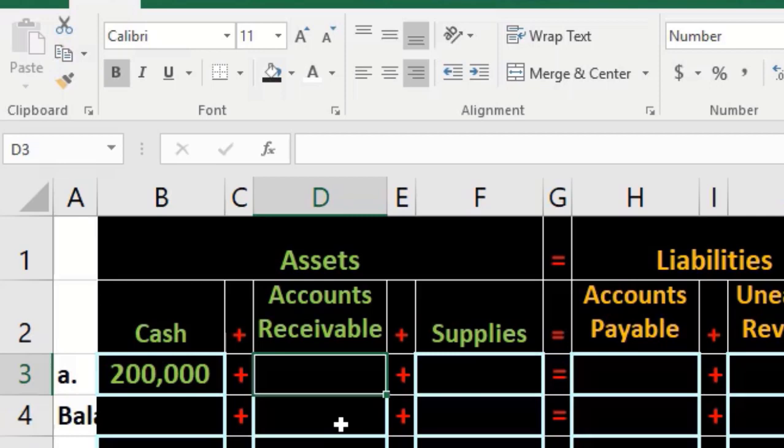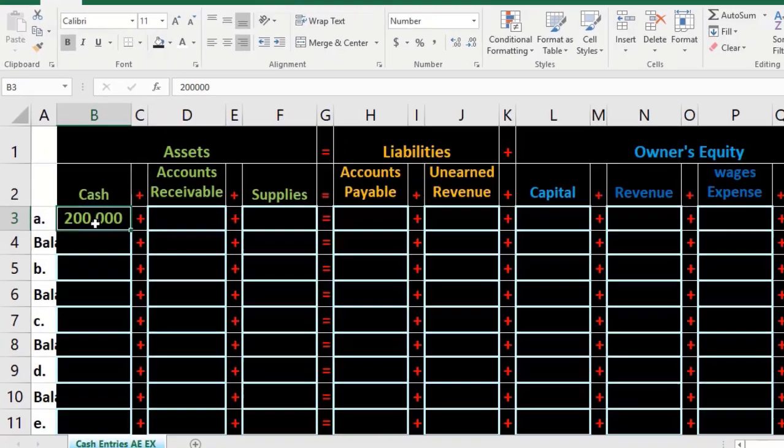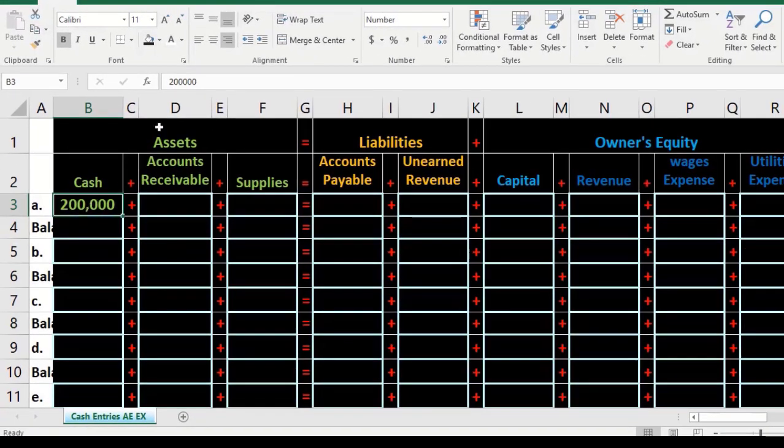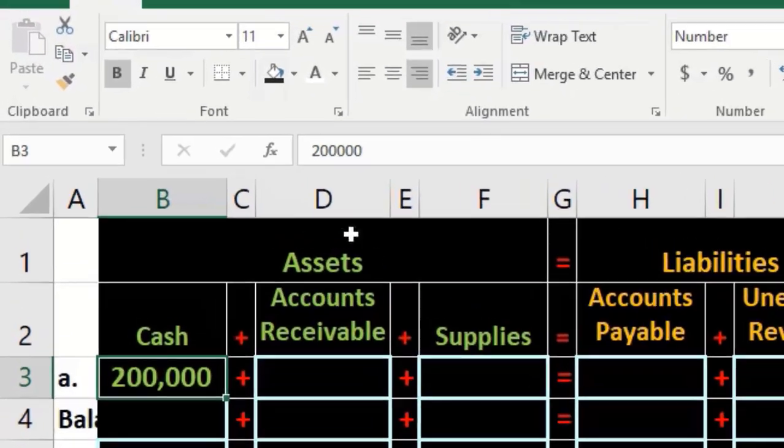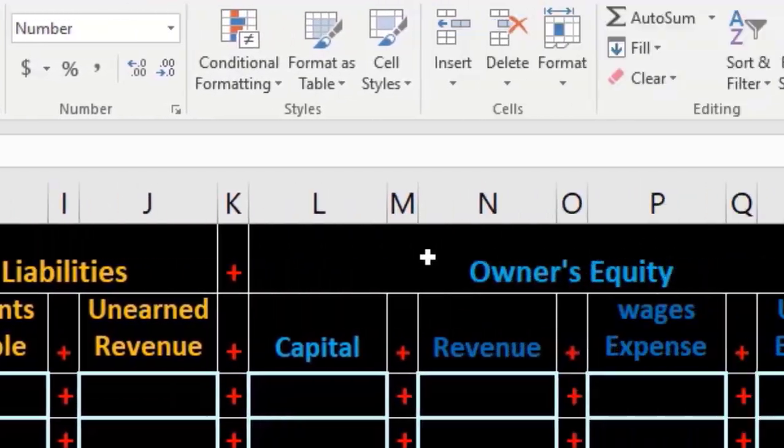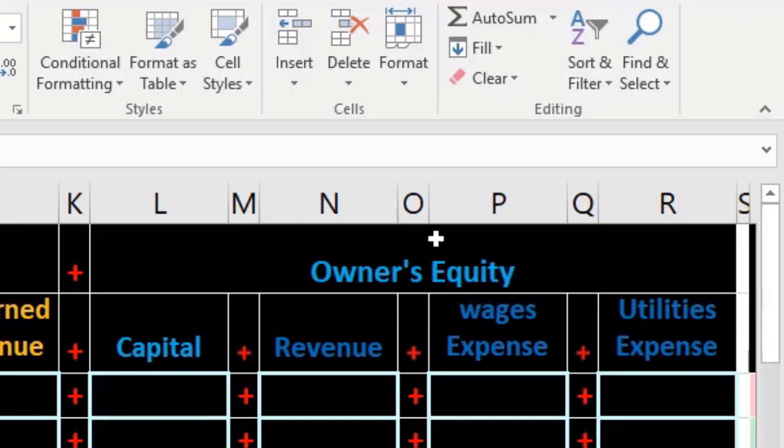Then we just need to see the other side of the transaction. So the next question is, what other account is being affected? The owner put the money in, so the owner put this $200,000 in. If we think about our accounting equation, assets equal liabilities plus equity, then it's probably the owner's equity section. Within the owner's equity section, we've got capital, revenue, and expenses, and it will then be capital.